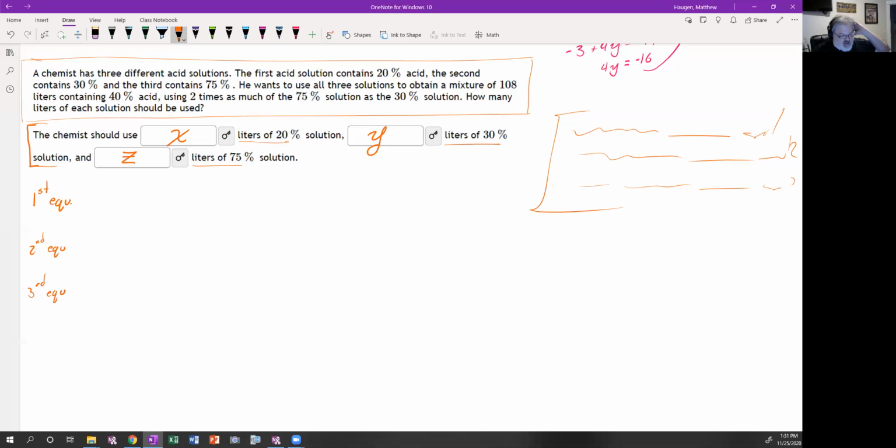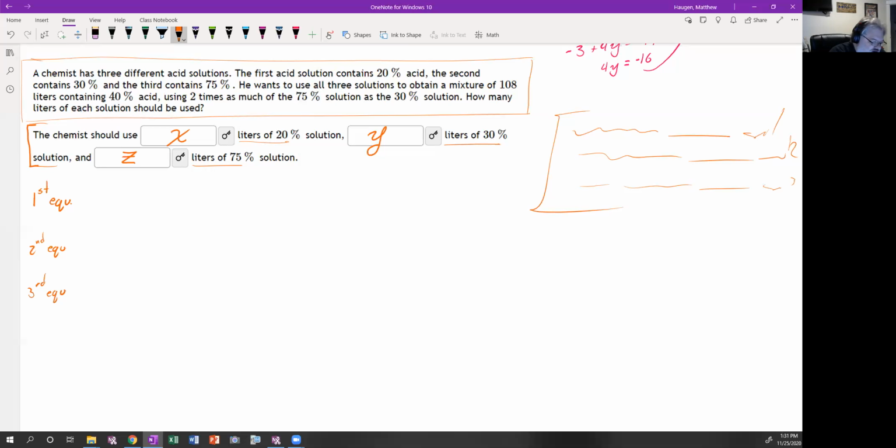Okay, so let's look at the problem. A chemist has 3 different acid solutions. The first acid solution contains 20% acid, the second 30% acid, and the third 70% acid. So that's our setup. We haven't been told any relationships yet, right? That's what our parts are. He wants to use all 3 solutions to obtain a mixture of 108 liters. So that's one thing that has to happen, right?